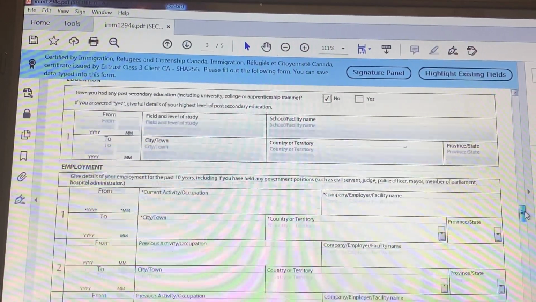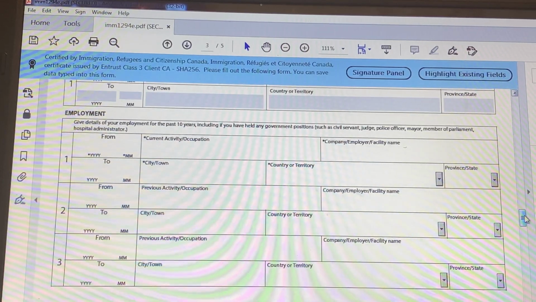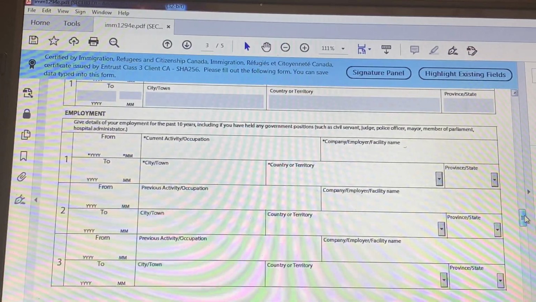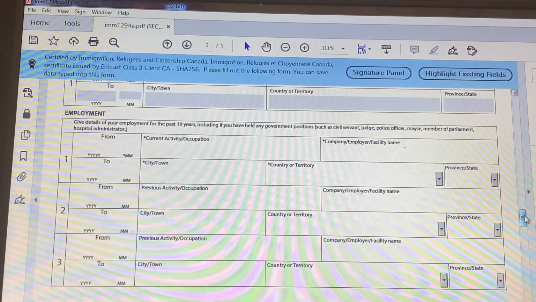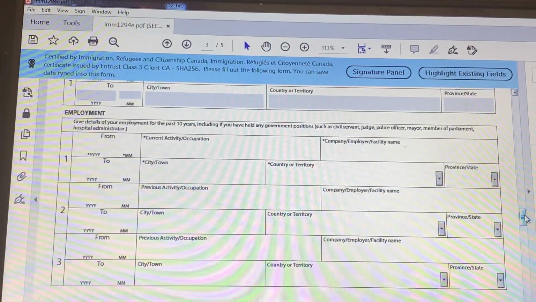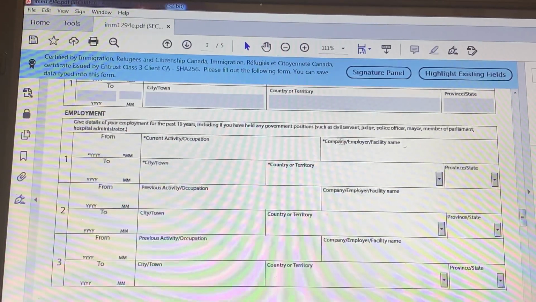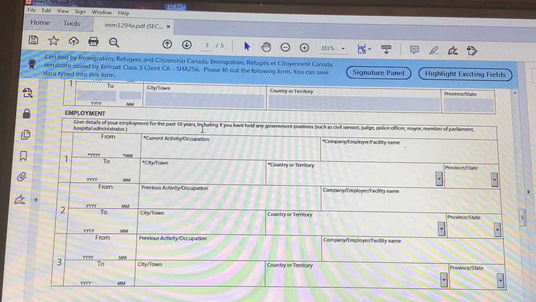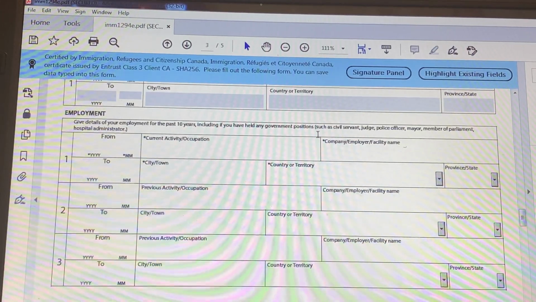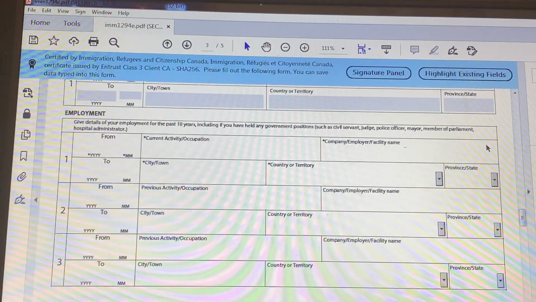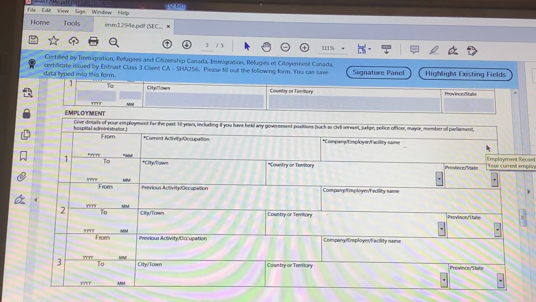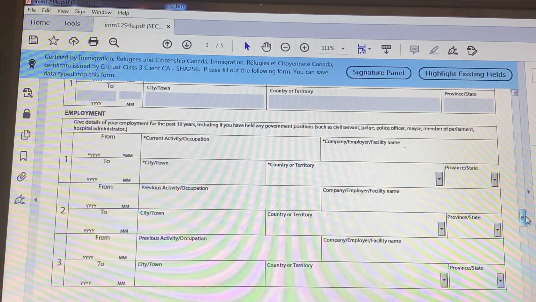And then now, guys, we're gonna put in all the employers that you have worked for in the past 10 years. Okay, guys? Now, this is only for the past 10 years. If you are older and you have done jobs longer than 10 years ago, you don't need to put them here. It states clearly right here: give details of your employment for the past 10 years, including if you have ever had any government positions, including civil servant, judge, police officer, mayor, member of parliament, hospital administration, etc. Okay, guys? So whatever is your own unique situation, you'll put that right here.